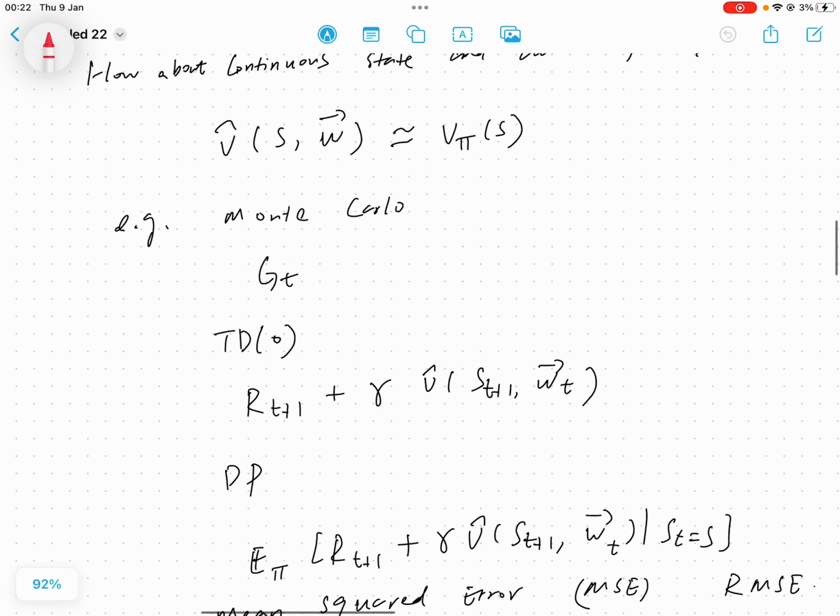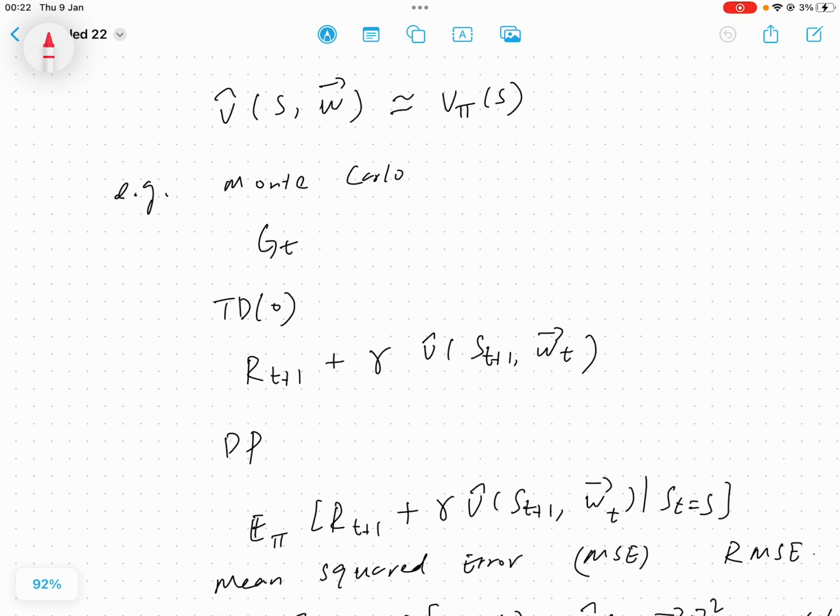So normally we use this notation: v hat of state s and w, with an arrow on top. That would be a vector with, let's say, d dimensions, and that would be the parameter. This is the function that we're going to use to approximate, and we want v hat to be closer to the true value of the value function, v pi of s.